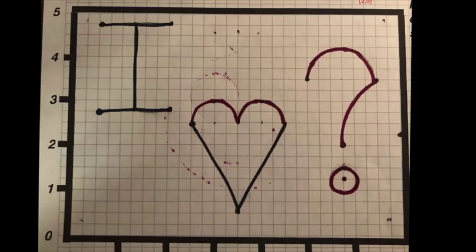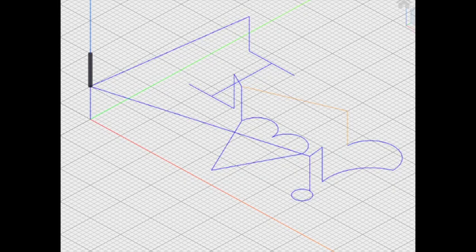Your assignment is to create the code for I heart ? You're going to do this by figuring out the coordinates of the points, plotting the G-code based on the first example, and then you're going to test it at ncviewer.com. Good luck!